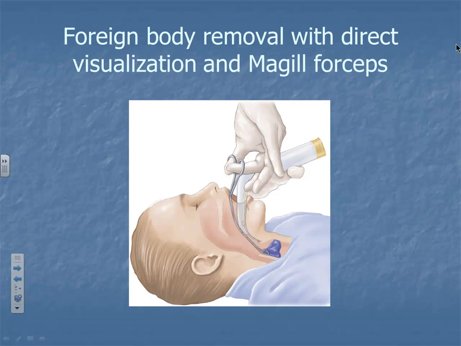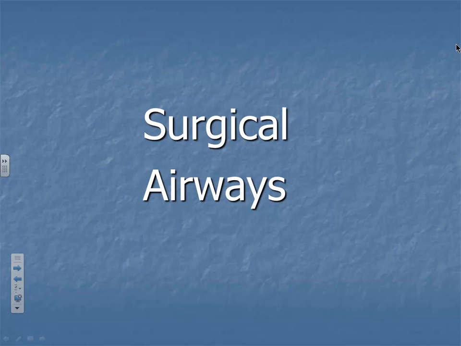Okay, I think I've already done this. McGill forceps, I mentioned this to you. You can use the McGills with just a plain sight where you can see it, or you can use a laryngoscope if you need to reach something that's a little bit deeper. But you know you got to be able to see it. You can't just poke around in there. Now we are going to talk about surgical airways in here. Yeah, we've got a few minutes.